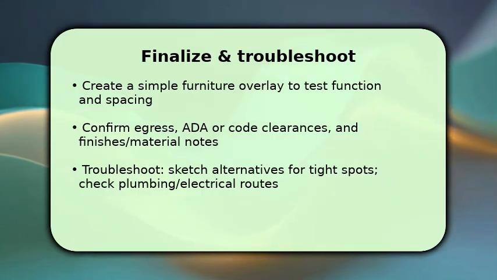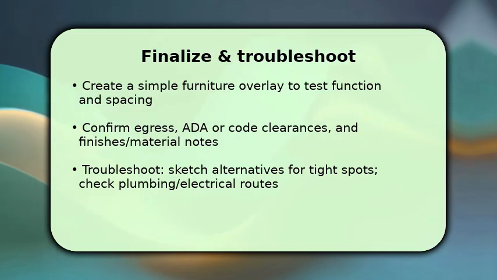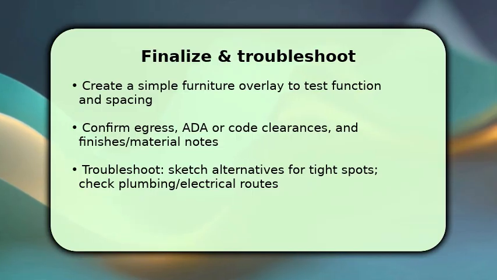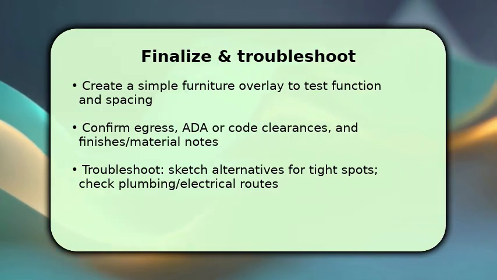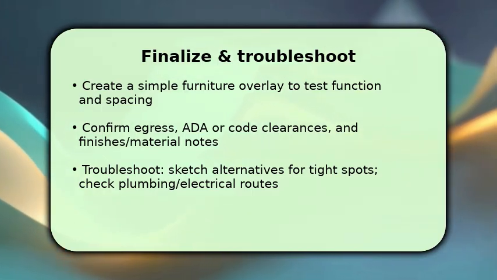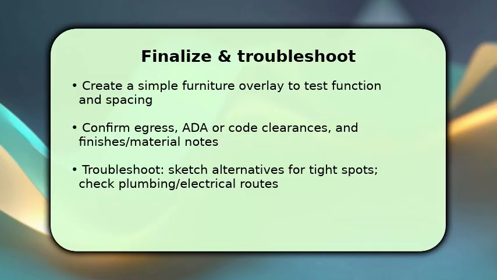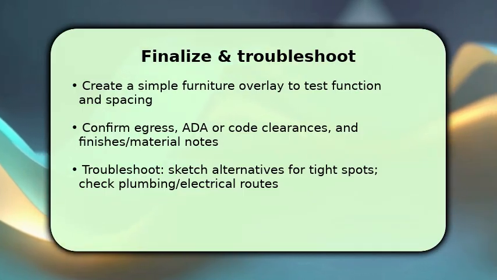Draw beds, sofas, tables to scale and test how people will use each room. Then verify egress, code, or accessibility clearances and annotate finishes or critical material notes. If something feels tight, sketch 2 alternatives: rotate furniture, shift door swing, or combine functions.